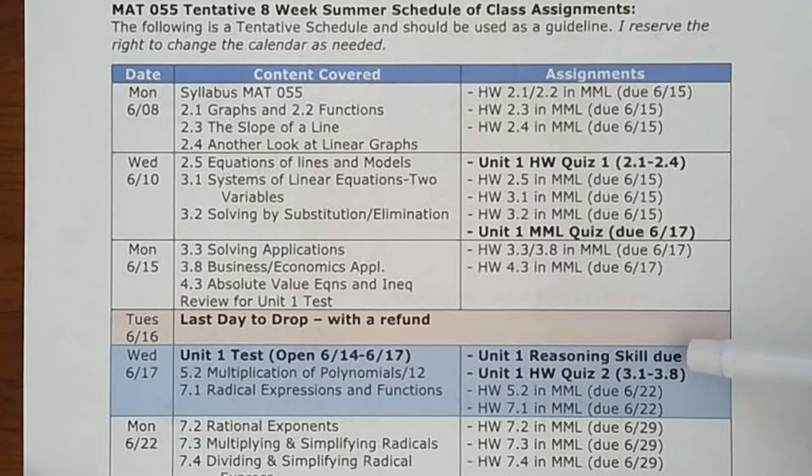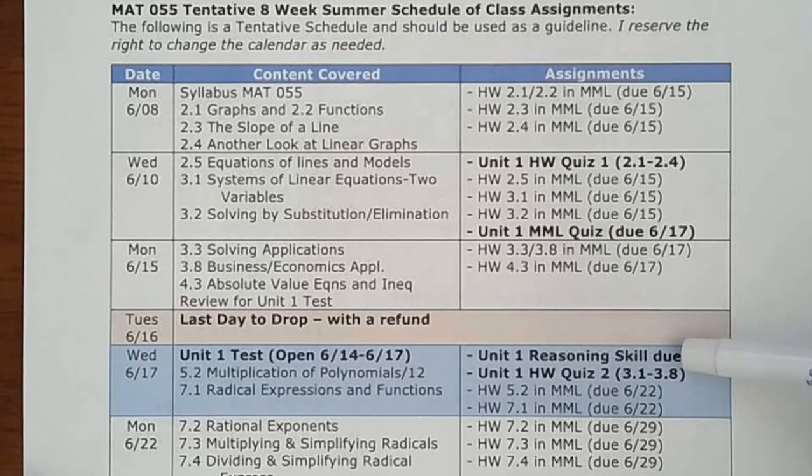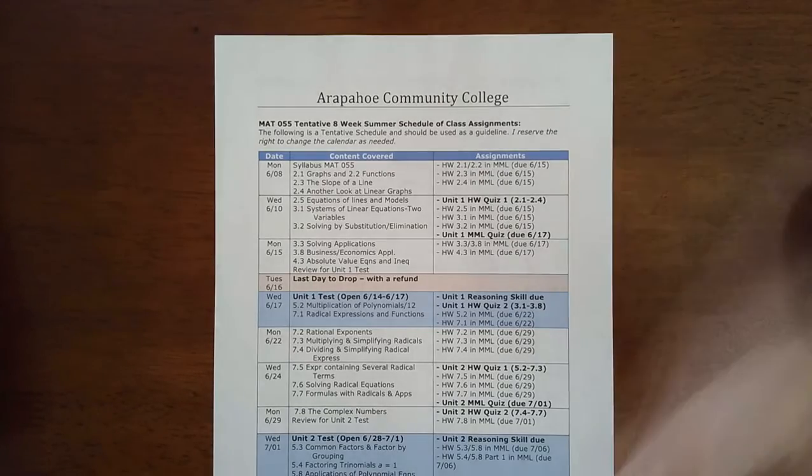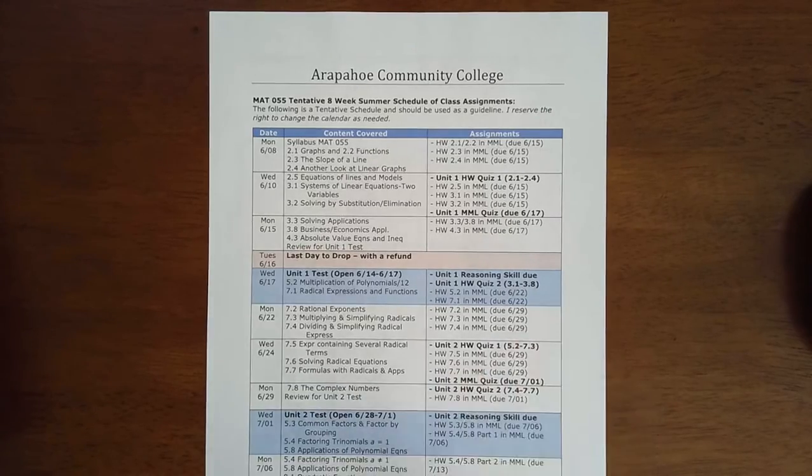And then there is a reasoning skill that I'm going to attach again and send an email out about, probably on Sunday, just to refresh everybody's memory of what's going on. And remember, our summer school class is half the time of a normal semester, so that means things are going twice the speed. That's just the nature of what a summer school class is going to be like.